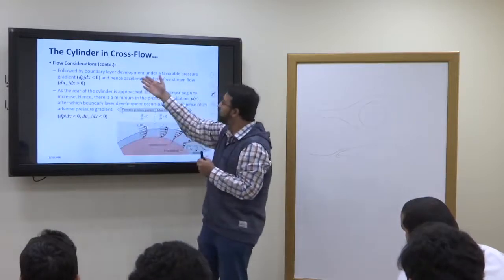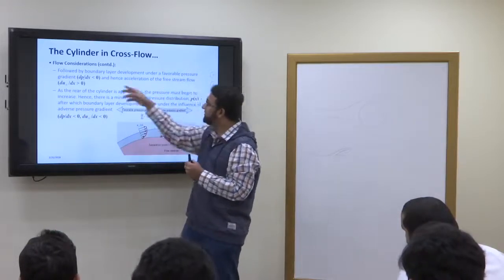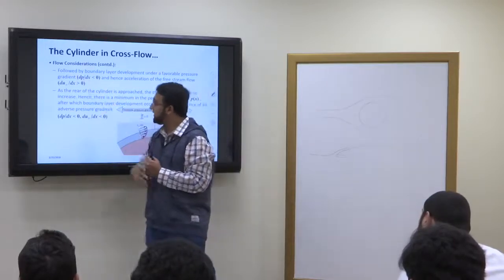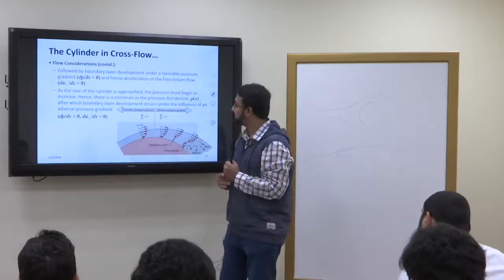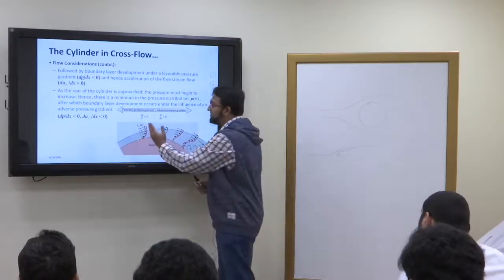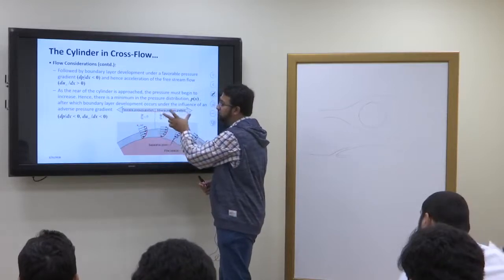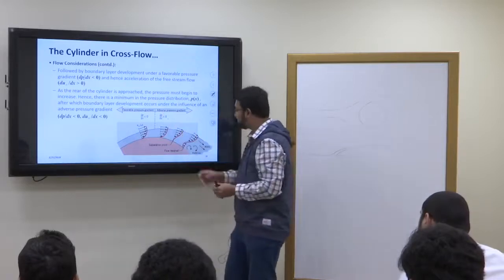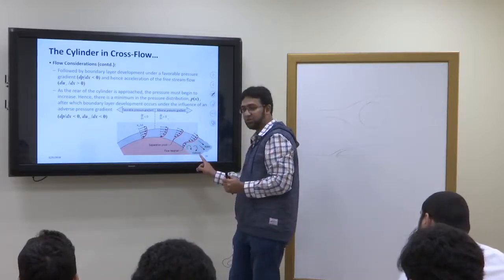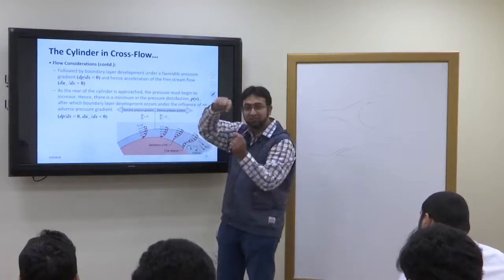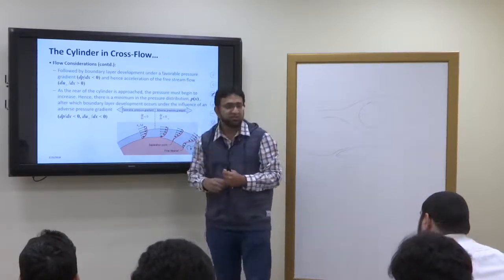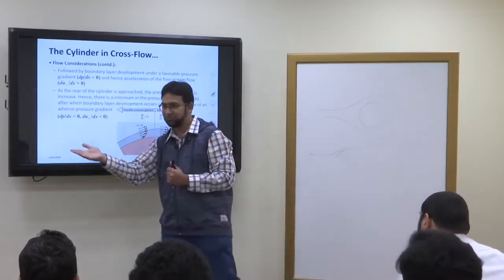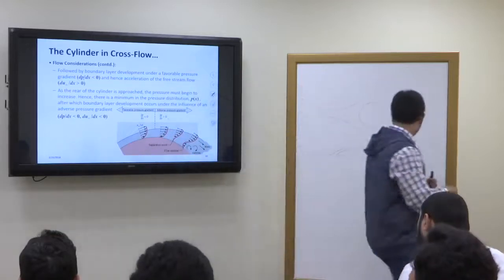So, the boundary layer develops under a favorable pressure gradient, dP by dx less than 0, and hence there is acceleration of the free stream flow. However, after a certain time, the favorable pressure gradient becomes equal to 0, and then an adverse pressure gradient is activated. This adverse pressure gradient comes from the vortices generated in the wake region. Okay, so this affects the overall flow and thus the overall heat transfer characteristics.